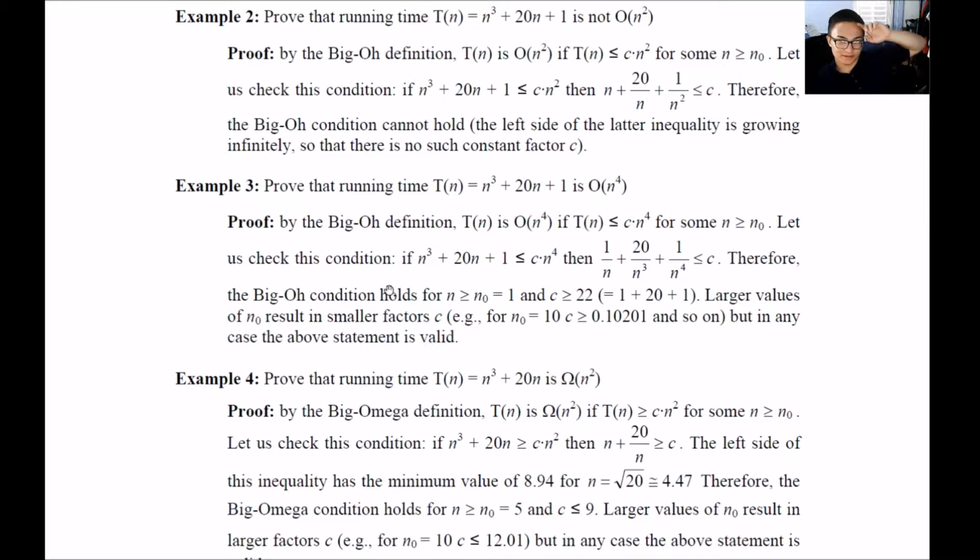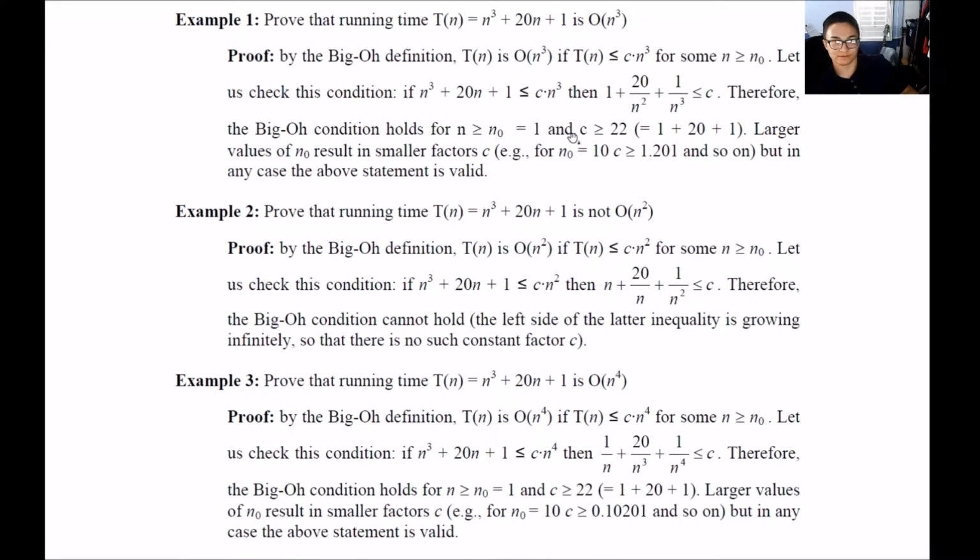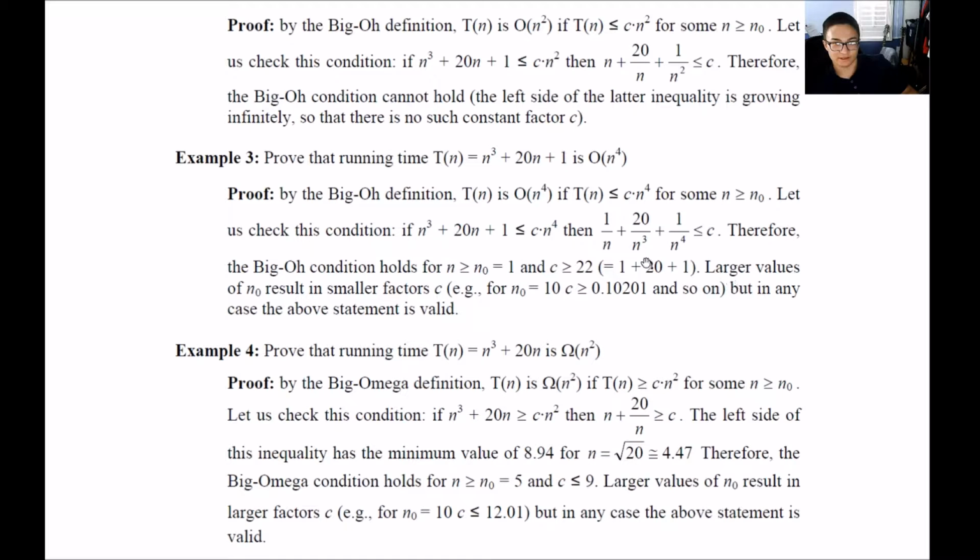So, therefore the big O condition holds, and c is greater than or equal to 22. Oh, cute. Okay. Because we plug in 1 and they're all over n, it's going to be 22, because for some n greater than or equal to n naught equal to 1, if you just plug in 1, then you'd have 1 plus 20 plus 1, because 1 to any power is 1. So then you have the same thing as this one. C is greater than or equal to 22, and you just go through the rest of these. And you have large values respected, n naught equal to 10.